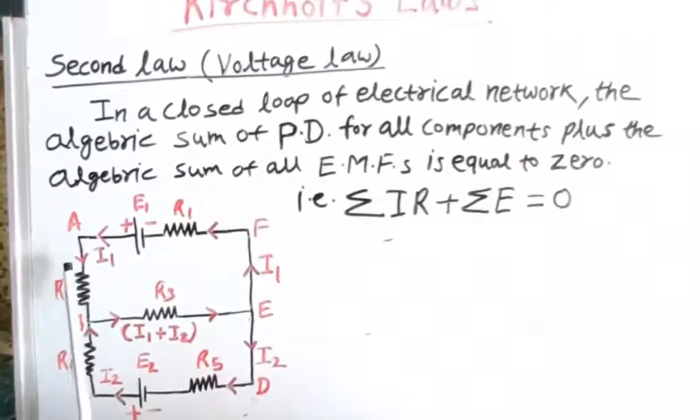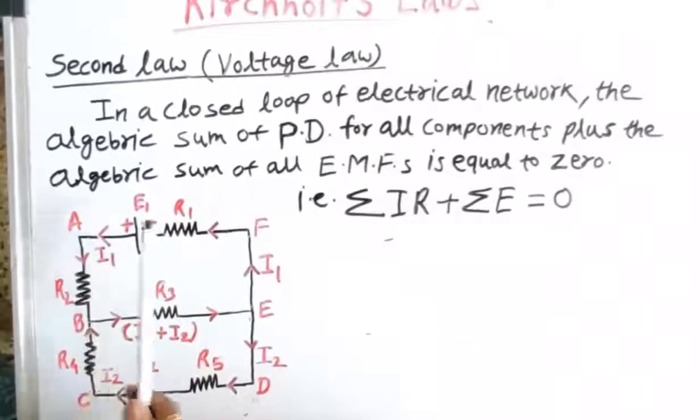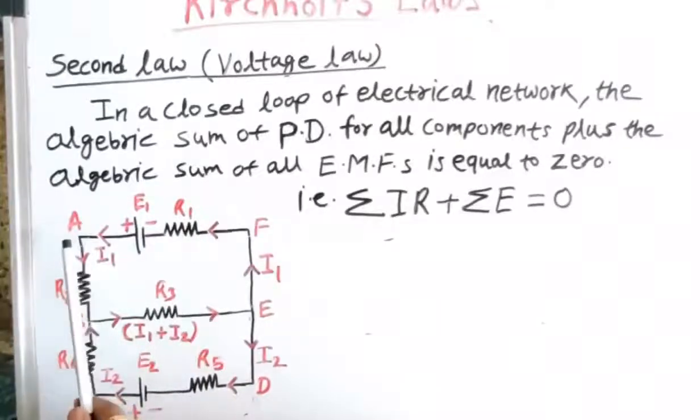But if we are tracing this loop in the opposite direction, like A, F, E, B, A, then in this branch when we are moving from A to F, it means we are moving from the positive terminal of the EMF to the negative terminal of the EMF. So this EMF we are going to treat as negative.